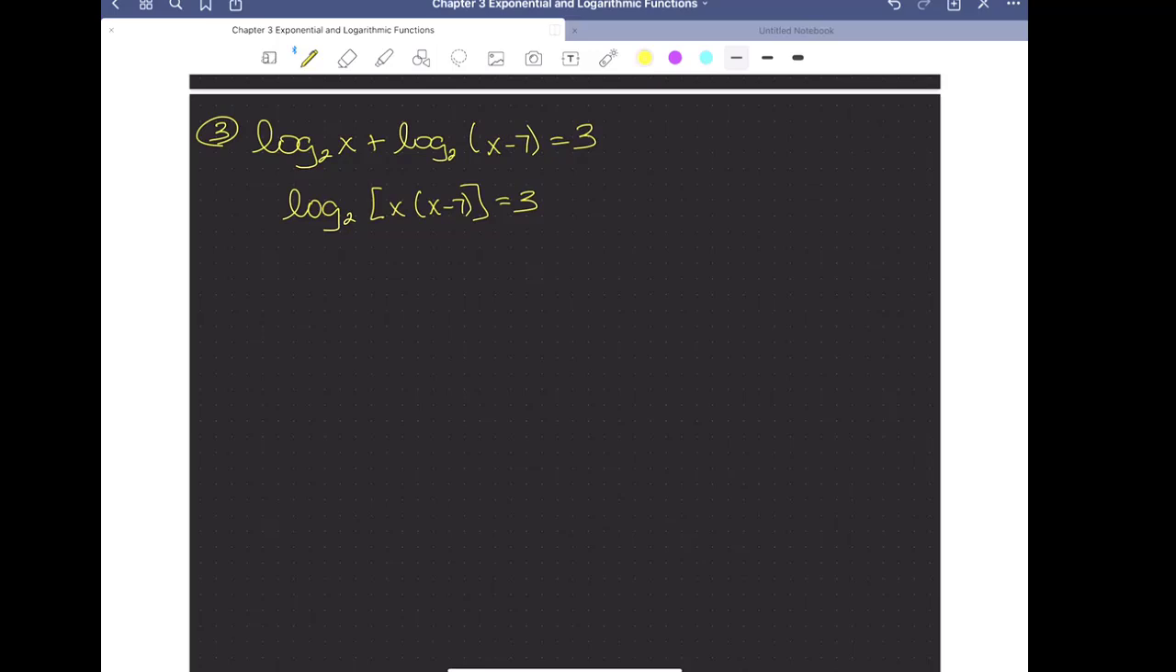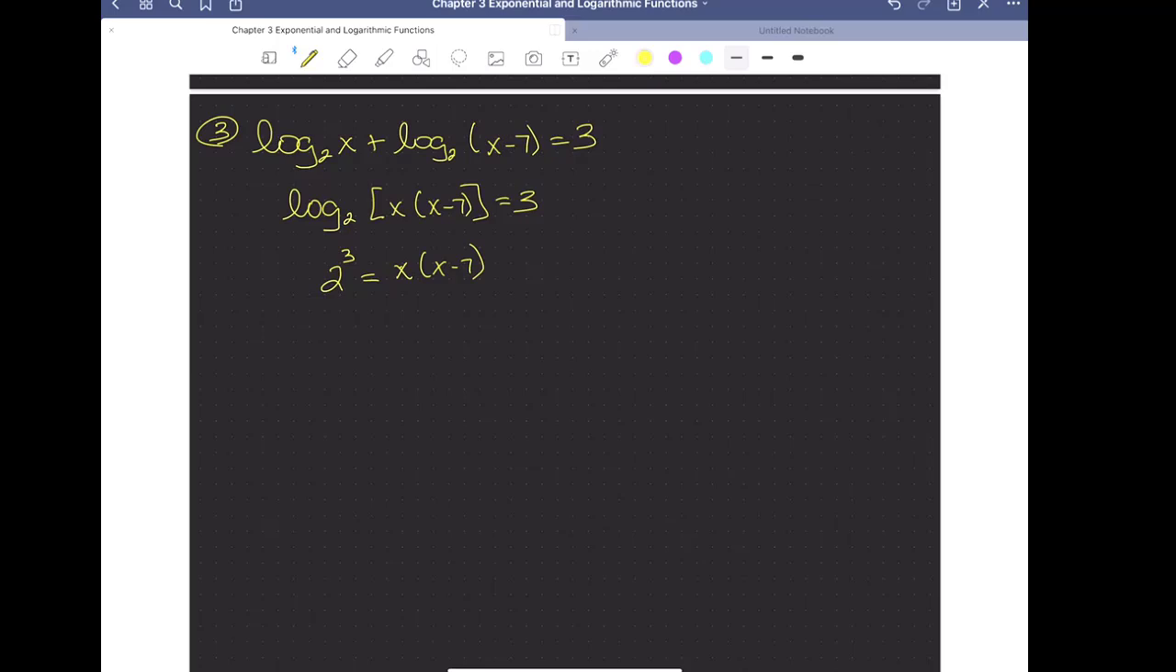And granted, we're going to multiply that out, but I'm just going to leave it the way it is for a moment. So now my log is condensed as much as I possibly can condense it, so now I can change it into an exponential. What's my base going to be? 2. My exponent is going to be 3, and that's going to equal that x times x minus 7.